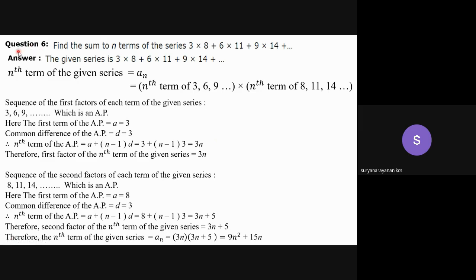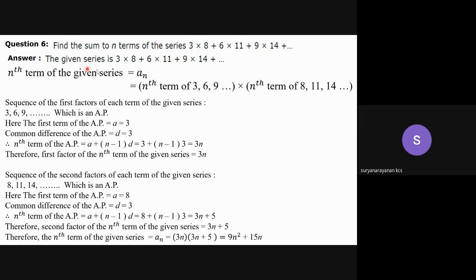Come to question number 6. Find the sum to n terms of the series 3 into 8 plus 6 into 11 plus 9 into 14 plus and so on. This is the given series. We have to find the sum to n terms of this given series. We follow the same steps. Series may vary from question to question, but ultimately we follow the same step, same procedure.